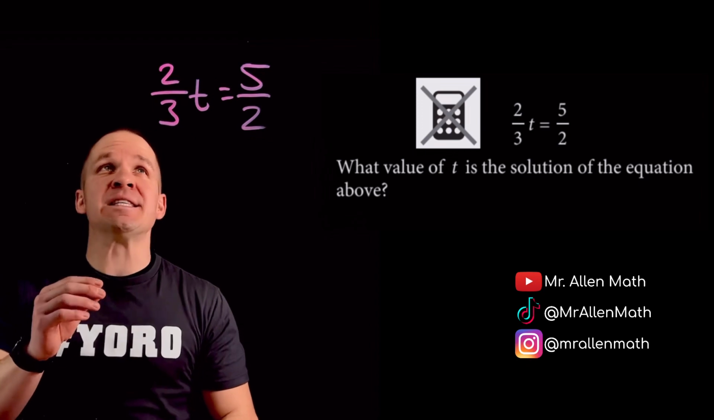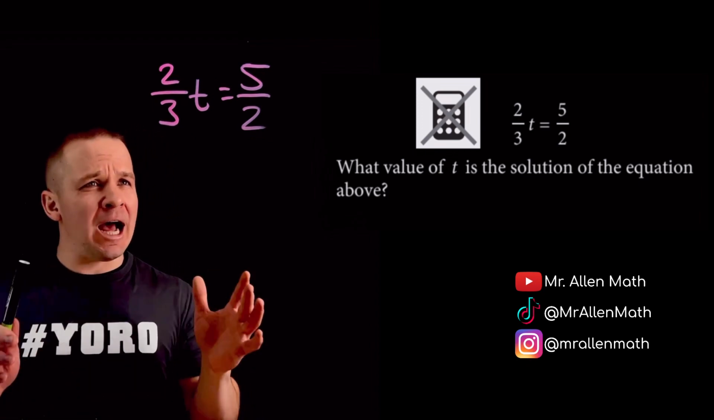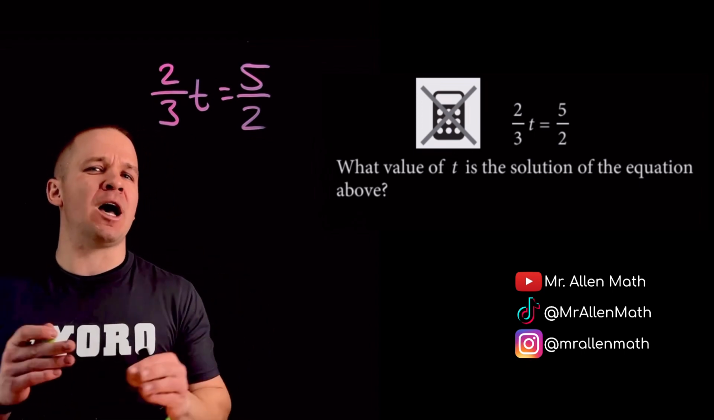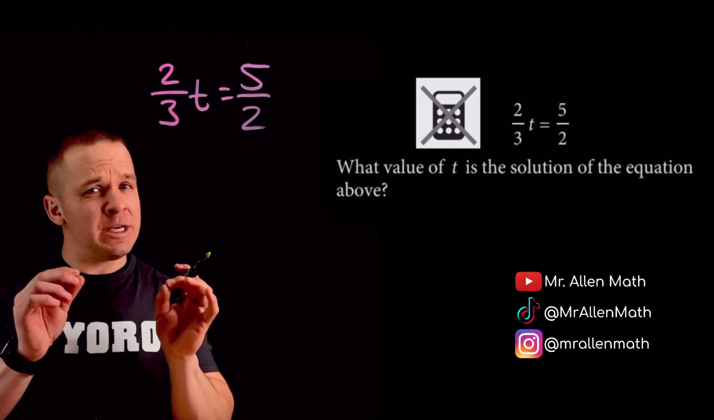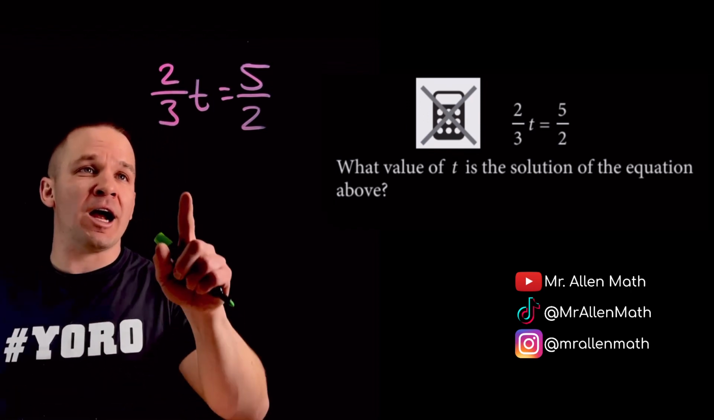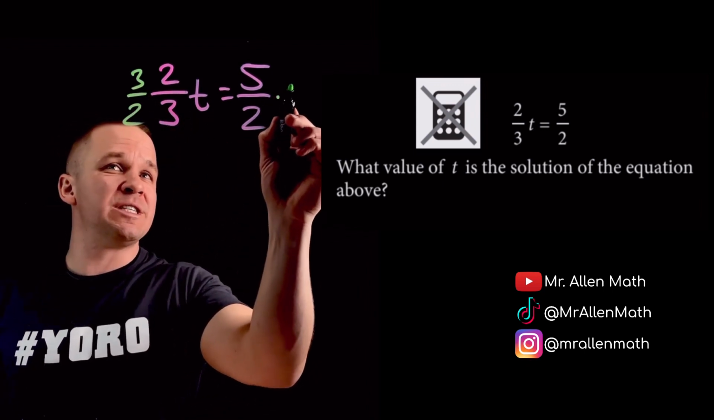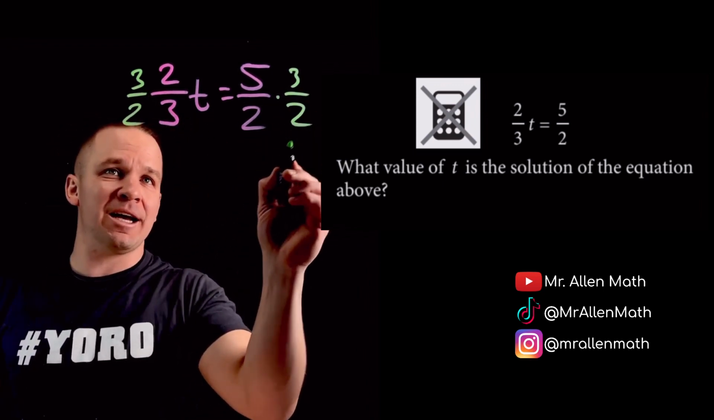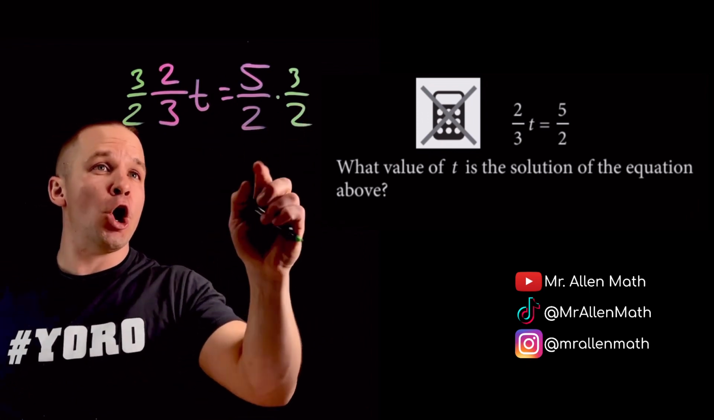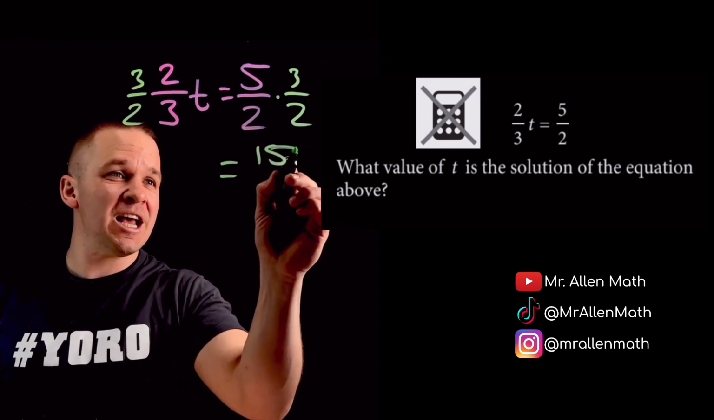What value of t is the solution to the equation above? Now, not too crazy here, but sometimes we get tripped up when we see some fractions, and these are some easy points you could score if you know how to do it. All right, so I'm going to divide by 2/3, aka multiply by the reciprocal on both sides. Now I have 15 over 4, so 15 divided by 4.